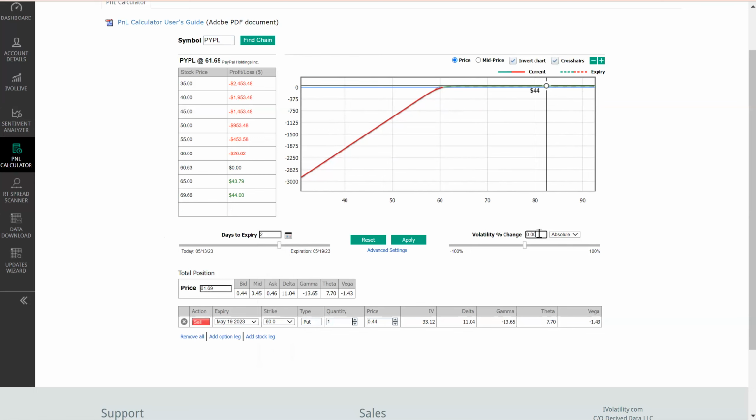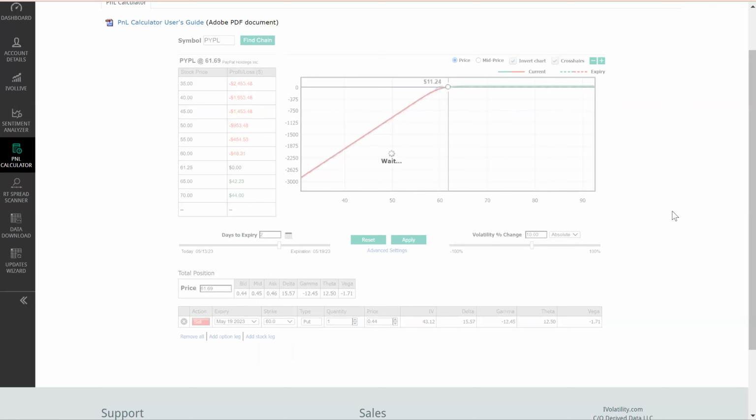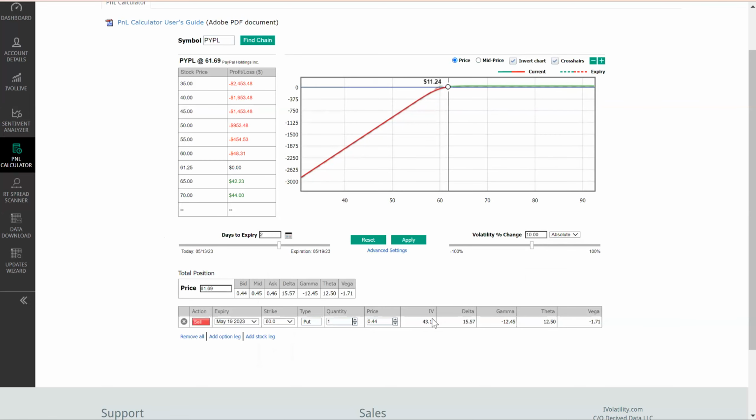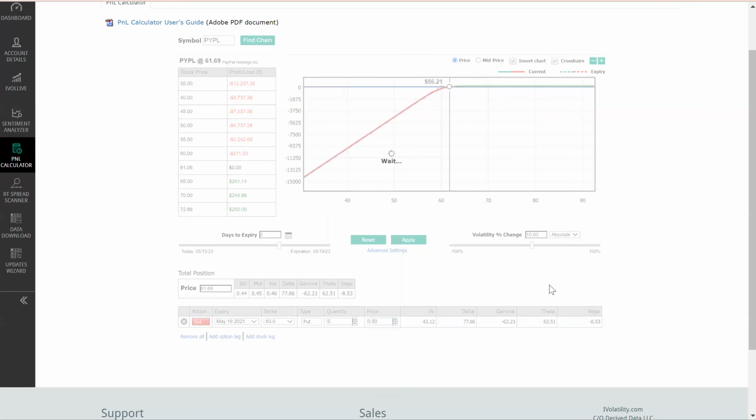Everything updates. We could also say, well, what if there was those 10 absolute changes, increase in implied volatility. So here, this went from 33 to 43, and everything will update for us as well. We could also say, well, what happens if we trade 5 contracts instead of 1? And then what happens if we lock in a better price with our broker, 50 cents instead of 44 cents?